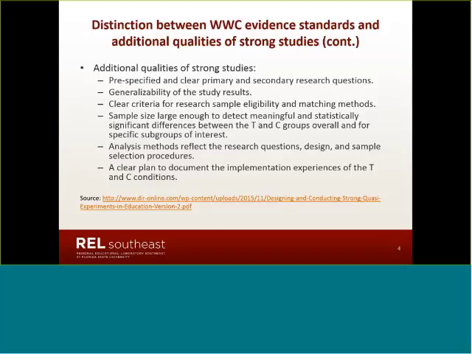And so in this case, the document that I used to make these distinctions is a document that was produced by DIR, and they do a really nice job of showing what the clearinghouse standards are and other qualities of strong studies, and how those other qualities, while not considered by the clearinghouse, may also indirectly impact your rating if you're concerned about a WWC rating.